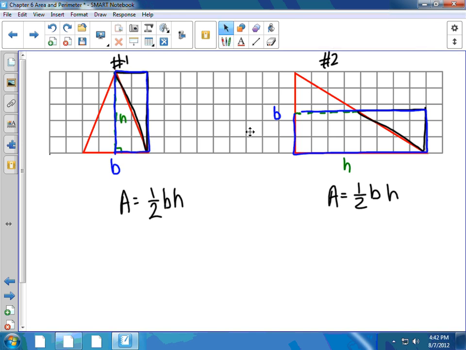All right, so there we have area of parallelograms and area of triangles.